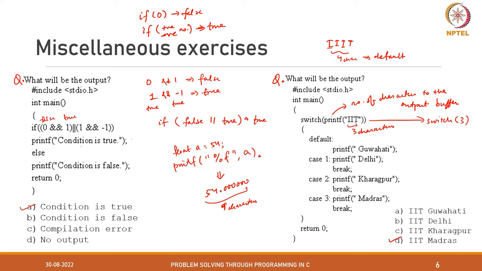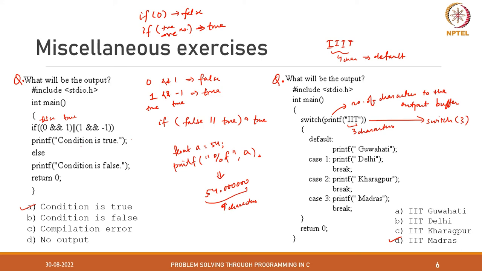So if both are integer variables, it will be 5 plus 4, that is 9, and it will print 9.000000, with 6 zeros after the decimal point, because you are using percentage f. That means the formatting of the output will be in the form of a floating point number. So it will print 9.000000, 6 zeros.